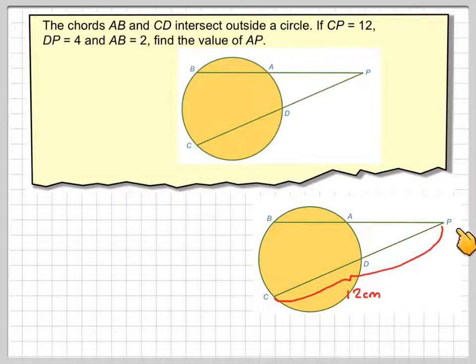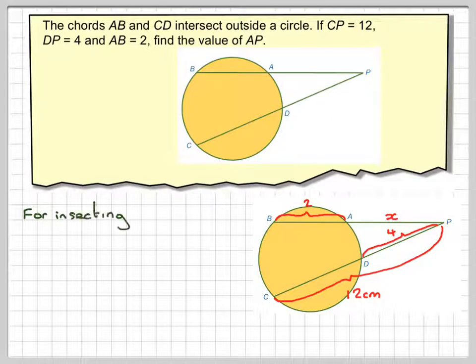So we're told that CP, that's that distance there, is 12, and DP is going to be this distance here, which is 4. We know that AB is 2, and the missing length that we need to find, AP, is X.